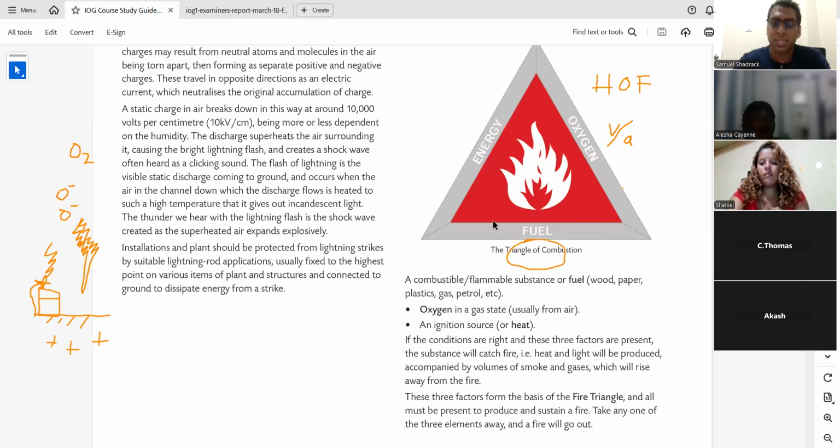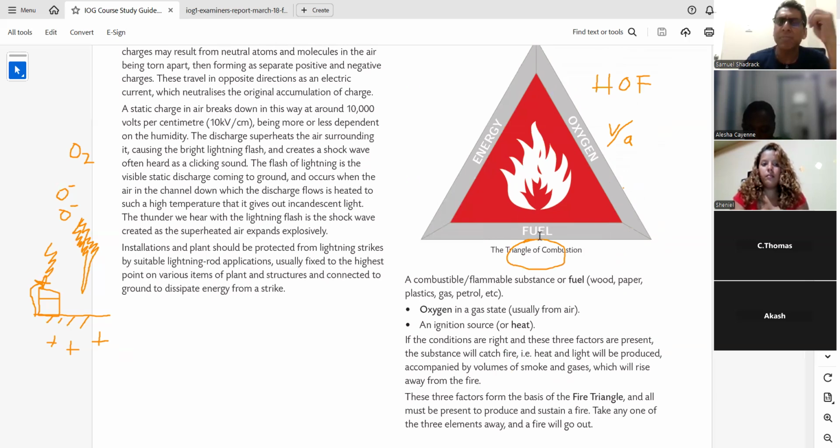So, like when we did, trying to see, maybe if you know anything about purging using nitrogen. If they purge a tank with nitrogen, what they use and what they're doing, they're taking out the oxygen. So if they take out one of the arms of the fire triangle, then you cannot have a fire, right?